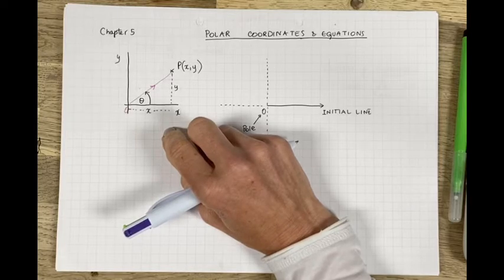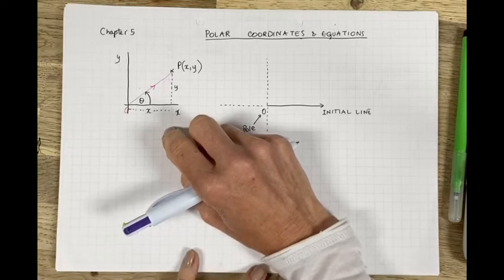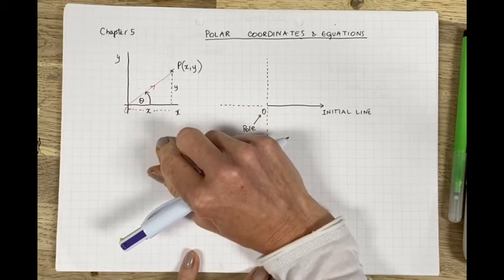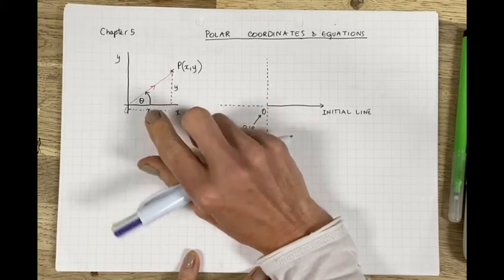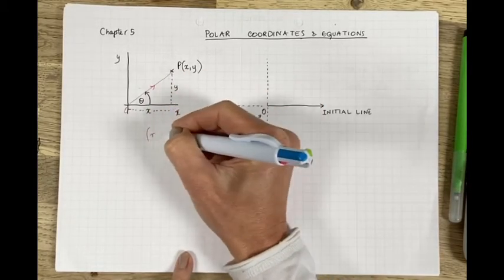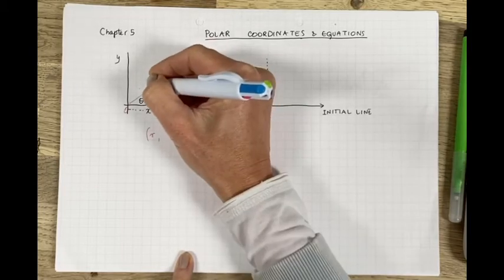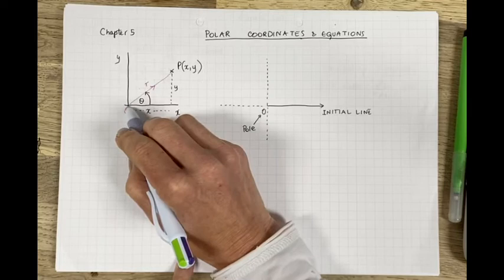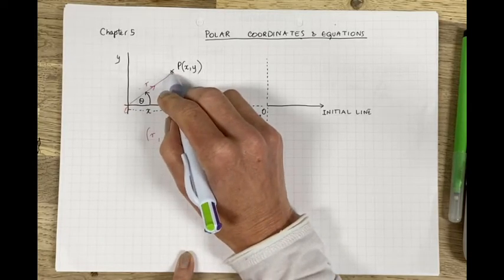Another way of locating a point could be by giving the position of that point through two coordinates that are not x and y. The first coordinate would be what we call r, and this is the length of that pink line, so the distance from the origin to the actual point.